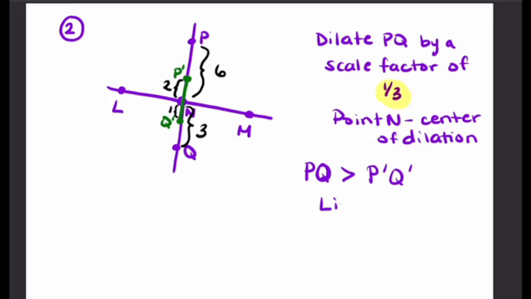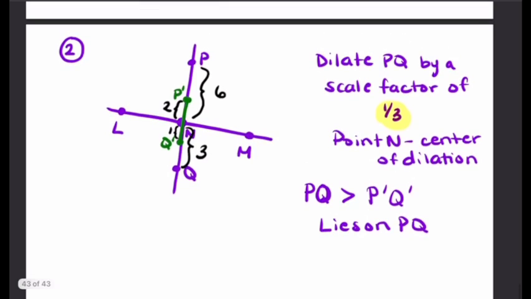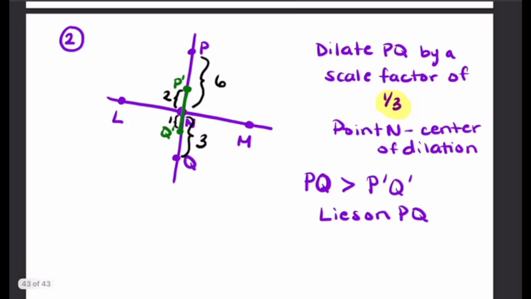Some properties that you would notice here are that PQ is greater than P prime Q prime, obviously because it's being dilated by a scale factor of a third, so it's shrinking. You can also notice that since it's a line, they're the same exact line, so P prime Q prime still lies on that line PQ. And depending on whatever information is given in the problem, like if they tell you they're perpendicular, so there's a right angle there, then LM is still perpendicular to P prime Q prime. So just make sure you read the question carefully.